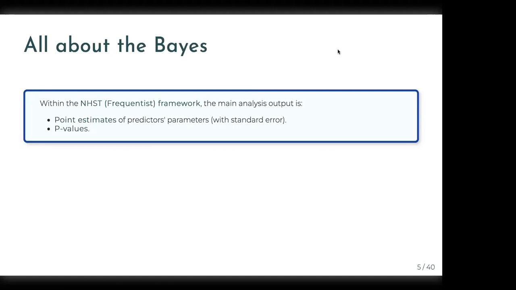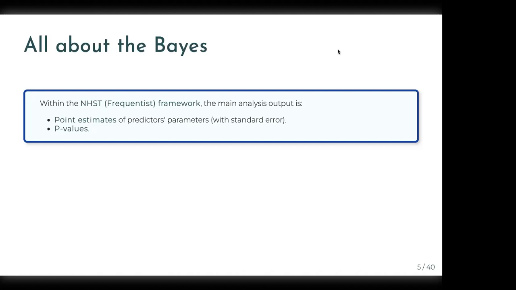So usually the framework that we tend to adopt when doing data analysis, and especially inferential statistics, is the so-called null hypothesis significance testing framework. That's also called the frequentist framework or the classical framework. This is the framework that returns p-values, basically. And the output of a linear model within a frequentist framework is point estimates.